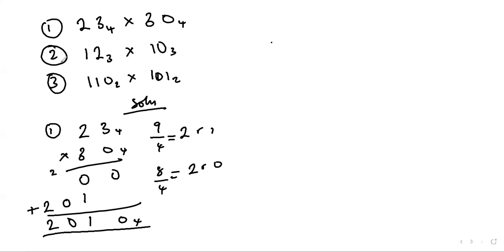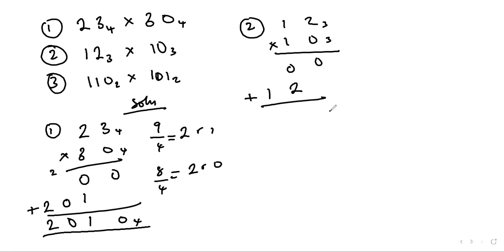Okay, so let's do number 2. Number 2 is 12 times 10, all in base 3. 0 times 2, 0. 0 times 1, 0. 1 times 2 is 2. It's not up to the base, so you write it. 1 times 1 is 1. This one is pretty simple. 0, 2, 1. This one is very simple.